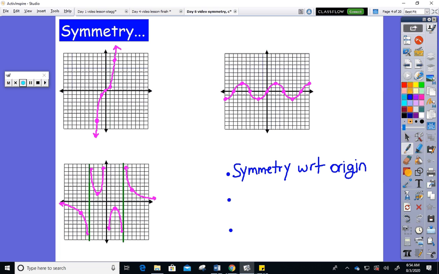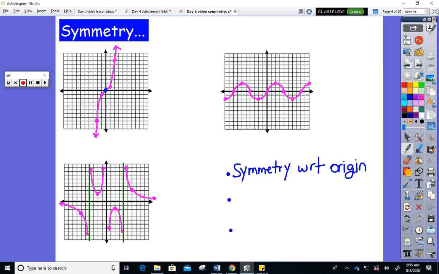So if you could imagine, on this first graph, that the origin was a hinge, and you could spin the graph around the hinge like the spinner on a Twister board game, then the graph would, after you spun it around 180 degrees, overlap itself.